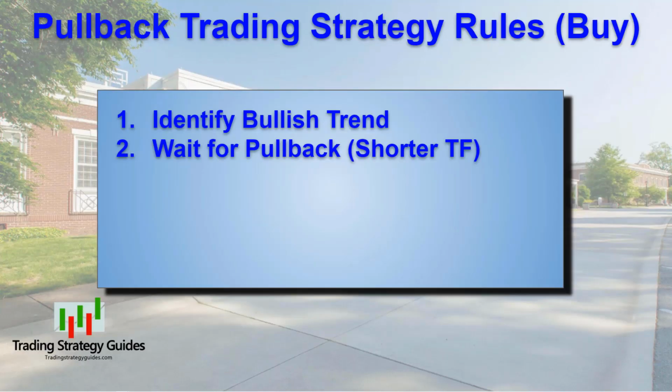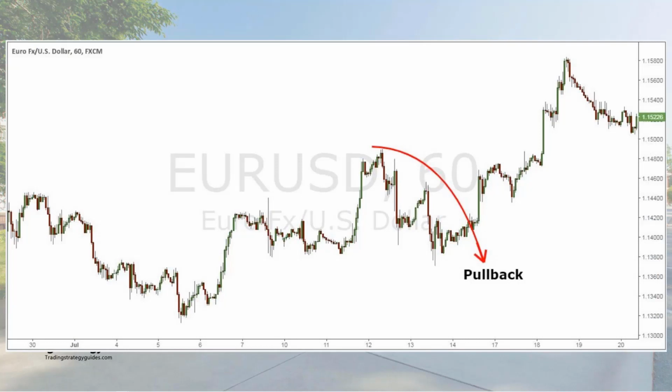Step number 2, switch to the shorter time frame and wait for a pullback against the uptrend. After successfully identifying the trend, we can switch lower to our preferred time frame. It can be whatever time frame you feel most comfortable with, but for the purpose of this pullback trading strategy, we'll use the 1 hour time frame.